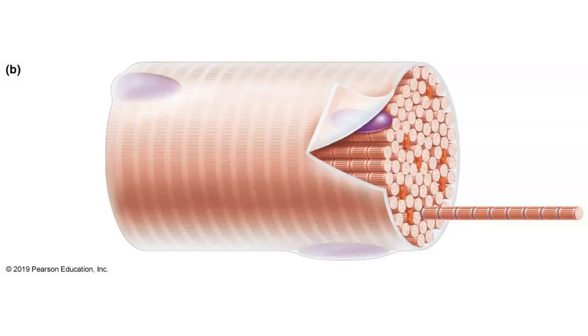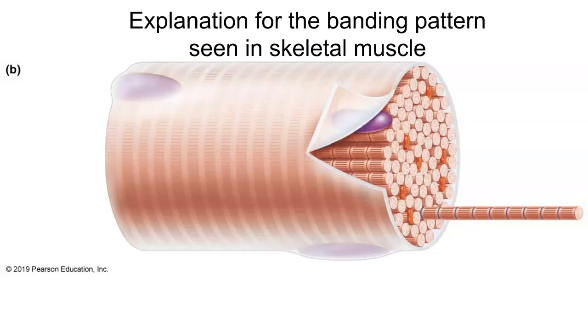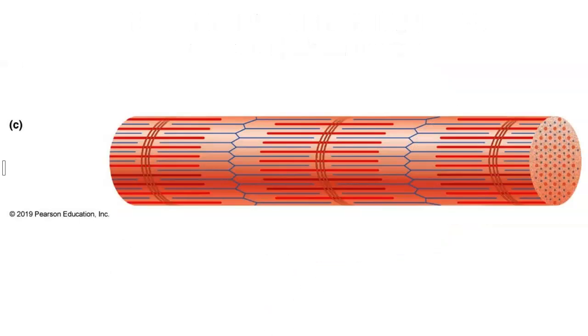Let's take a look at the reason for the banding pattern in skeletal muscle. To look at this, first remember that a skeletal muscle cell is filled with myofibrils and that the sarcomeres of these myofibrils align within the cell. The banding pattern that we can see from the surface of the cell is due to the arrangement of thick and thin filaments in the myofibrils.